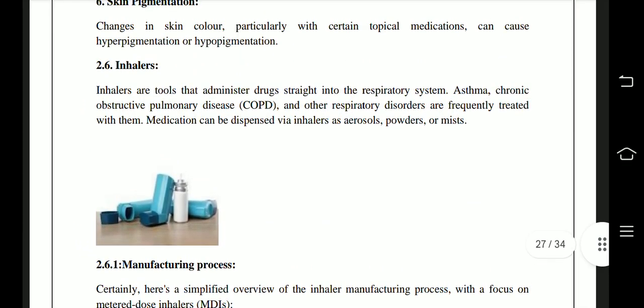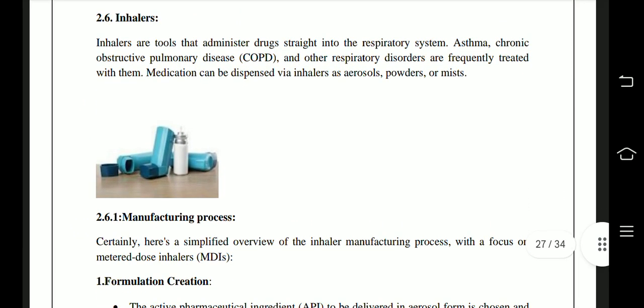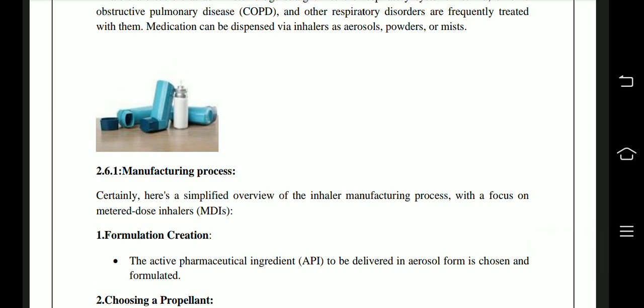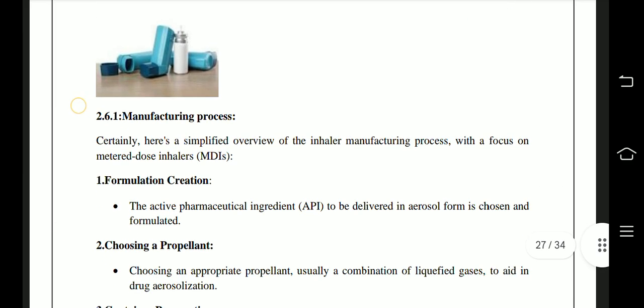Now I would like to discuss inhalers. Inhalers are tools that administer drugs straight into the respiratory system. Asthma, chronic obstructive pulmonary disease, and other respiratory disorders are frequently treated with them. Medication can be dispensed via inhalers as aerosols, powders, or mist.